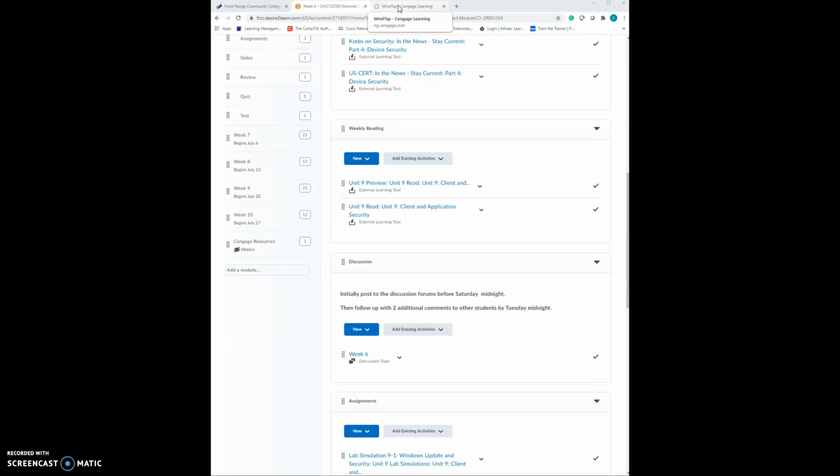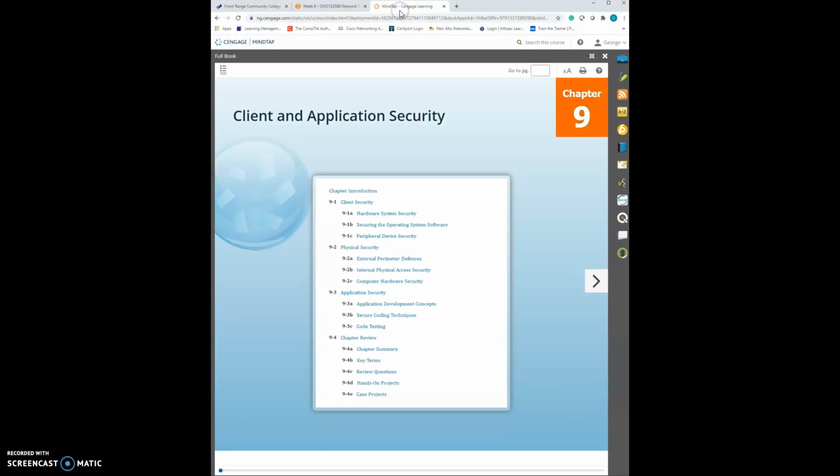This week we're taking a look at client and application security: hardware security, security operating system software, and peripheral device security. So we take a look at hardware system security. There's a lot of built-in security around us that we really don't take advantage of.